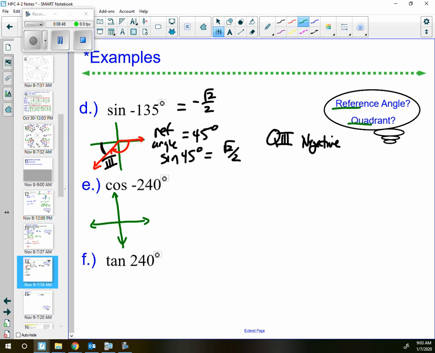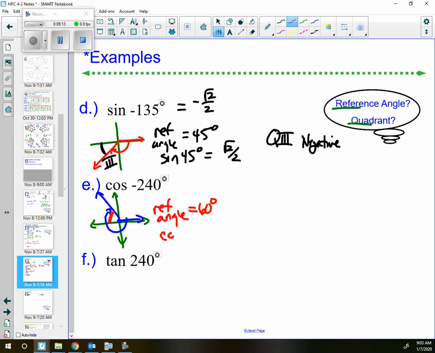All right, let's try negative 240. So if I start at the positive x-axis, negative 240. Negative 180 would be halfway around. I've got to go another 60 degrees. That would be negative 240. So now we know where we're going to be. Let's talk about reference angle. So here's my reference angle. How much past did I go? Well, I went 60 degrees past. So my reference angle is 60 degrees.